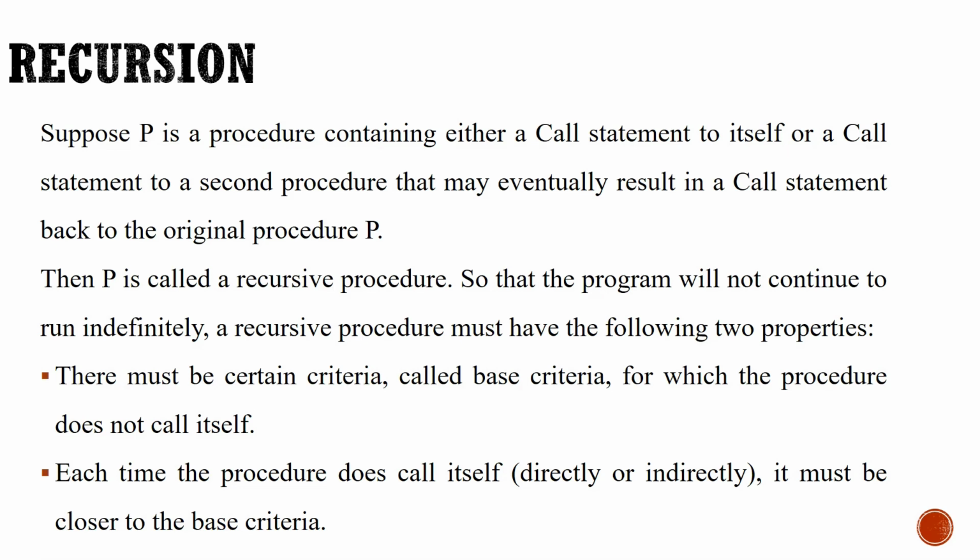The first point is it should satisfy some criteria called the base criteria for which the function call does not exist. That will be a breaking point for that function procedure. Second one, every time we make a call, we should ensure that we are reaching the base criteria. Somewhere we are making some changes to the calling variables, or what we call the formal parameters, and we are reaching the base criteria. These two conditions we should satisfy for a recursive procedure.